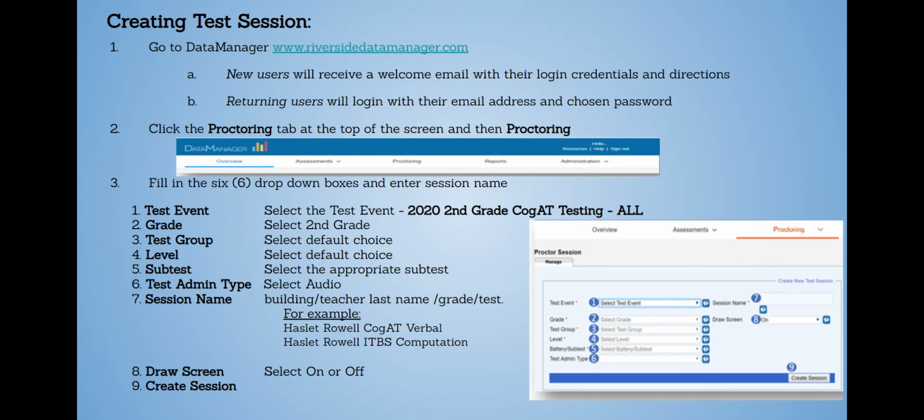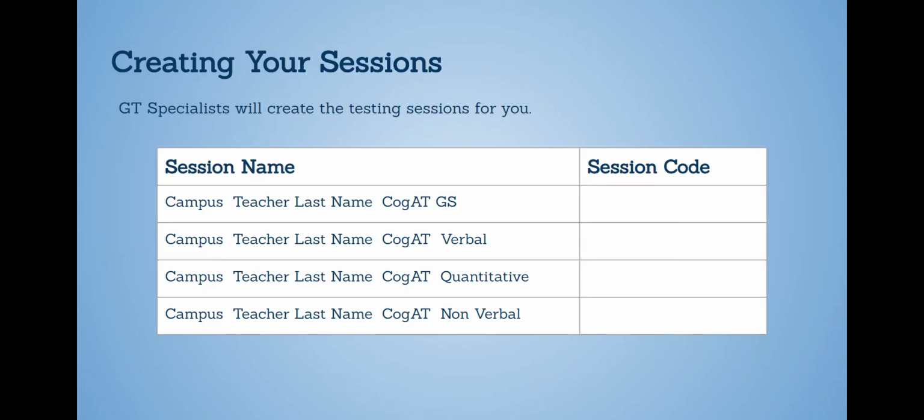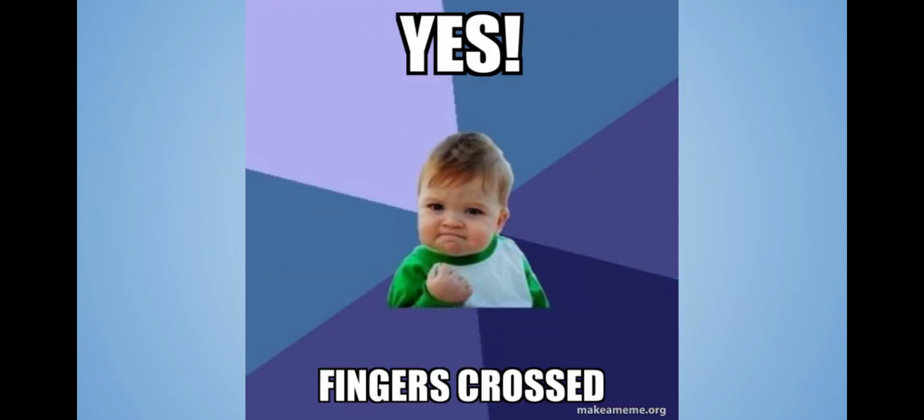And then as far as creating a test session, your GT specialist will do that for you. So you do not need to worry about that at this point in time. But your session will basically be your campus name and then your last name and then the name of the test. So when you get ready to proctor, that's what you'll want to look for.